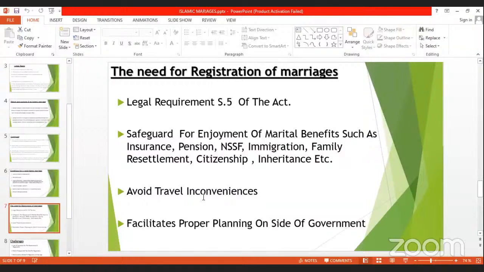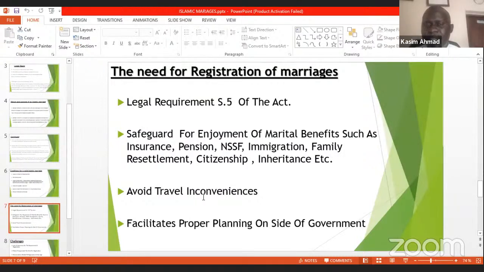Then it is important for us to register our marriages, because it is a safeguard for enjoyment of the marital benefits. If you want to benefit from the life insurance of your spouse, you need to present evidence which shows that you are married. A marriage certificate is good, but sometimes they can get lost or be distorted, and the only way to prove your marriage is by checking with URSB to confirm whether your marriage was registered or not. Otherwise, if that assurance is not there, our people stand a chance of losing out on those marital benefits.